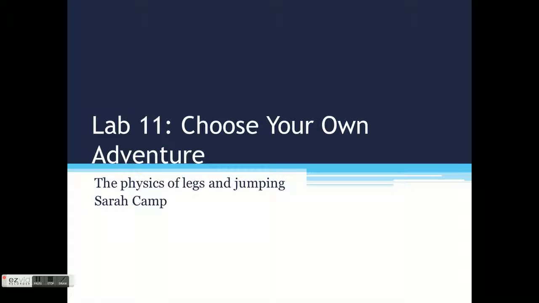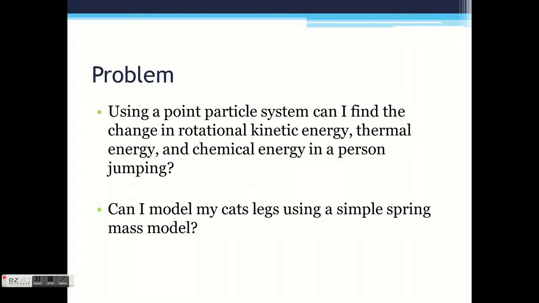This is Lab 11, and I chose to look into the physics of legs and jumping. My problems were using a point particle system. I wanted to find out if I could find the change in rotational kinetic energy, thermal energy, and chemical energy in a jumping person. I also looked into a cat model and asked the question, can I model my cat's legs using a simple spring mass model?